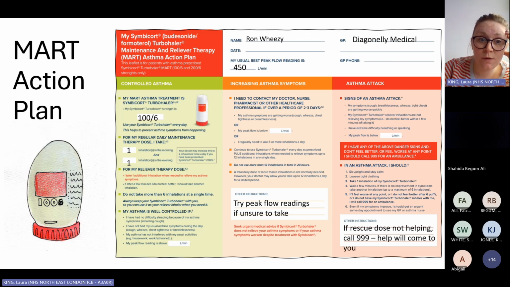Moving on a little bit, as I've said, the next fundamental step for starting MART is having an action plan. This is the one that Symbicort provide, and we will have a Pan-London MART and AIR plan in the near future. It's just not ready yet, apparently. So it's very similar to our asthma and lung plan in that it's traffic light. So green, even when I'm well, I take my preventer. For the purposes of this, it's a 100/6.